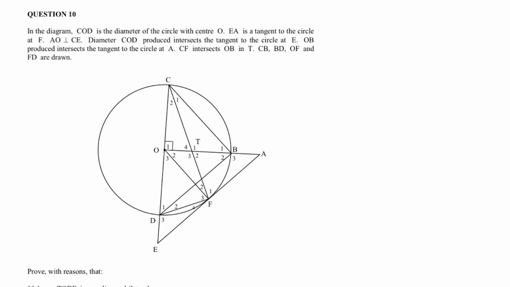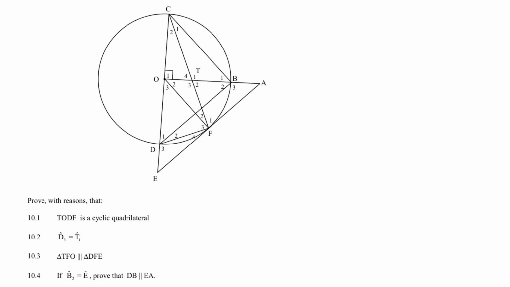OB produced intersects the tangent to the circle at A. CF intersects OB in T. CB, BD, OF, and FD are drawn. 10.1. Prove with reasons that TODF is a cyclic quadrilateral.